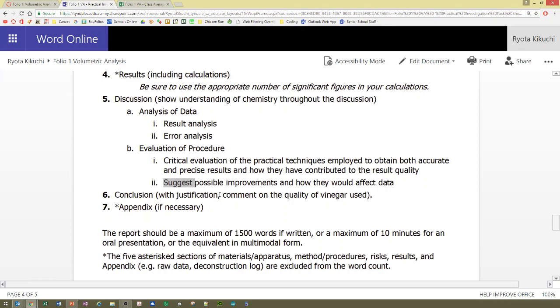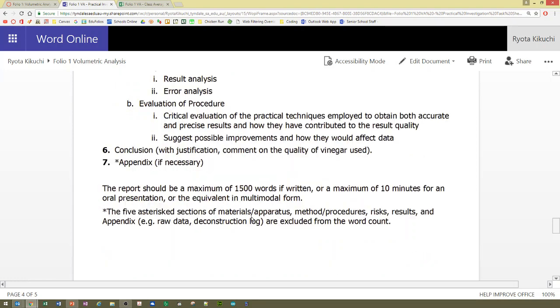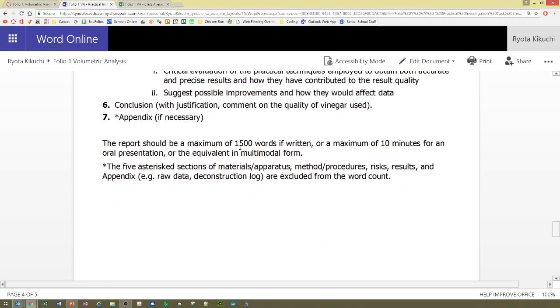Conclusion, that's where the justification needs to occur. Again, try to address the aim here. Okay, when you do design prac, that will be your hypothesis that you are addressing. But in this case, look at the aim again. See if you can address that. And again, appendix if necessary.